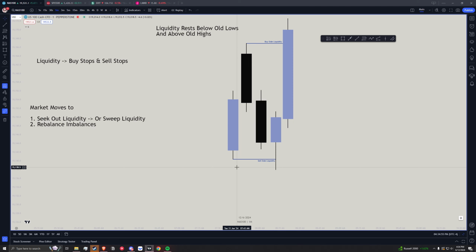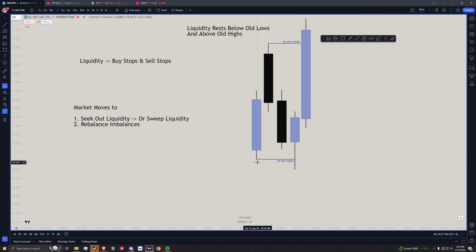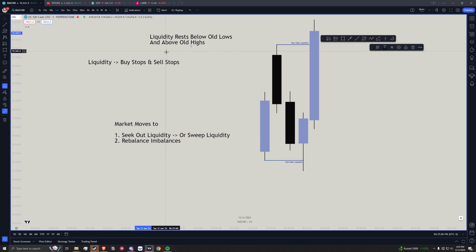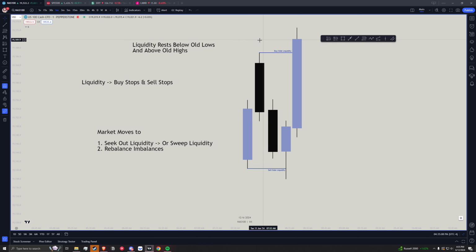Eventually we'll go over how to tell which low holds more significant value, meaning there is more liquidity there than others. But before we move on to that, I'm going to assume we understand what buy side liquidity is, what sell side liquidity is, and how to spot them. They're on the top and bottom of wicks.